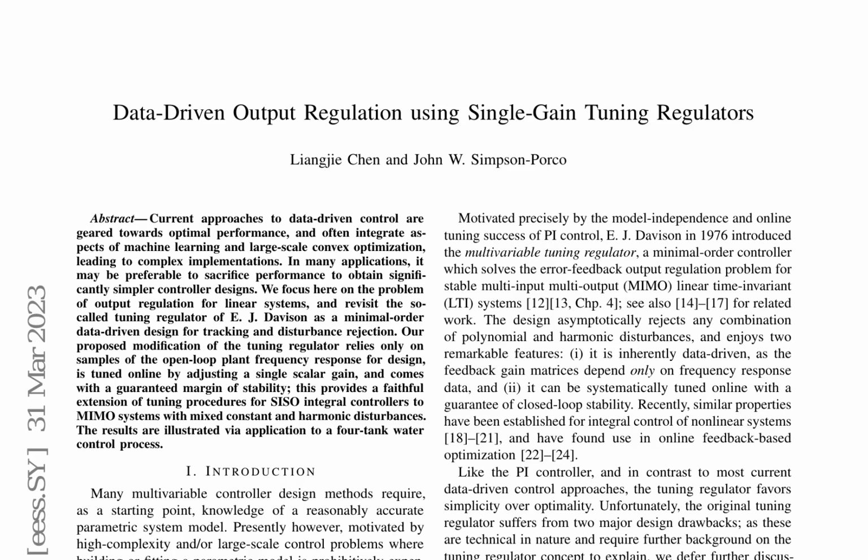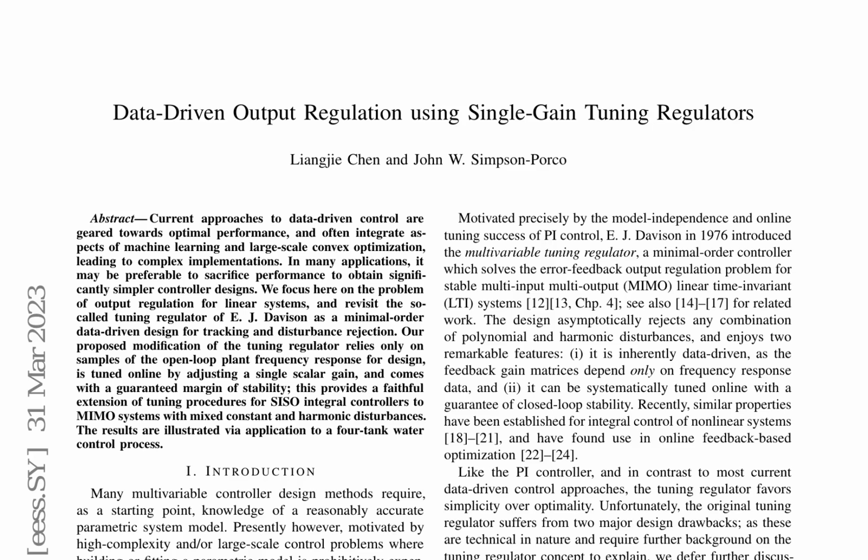Notably, the SGTR improves upon the original design in two significant ways. Firstly, it relies solely on open-loop frequency response data from the plant, eliminating the need for additional information. Secondly, it can be tuned online by adjusting a single scalar gain, simplifying the tuning process.